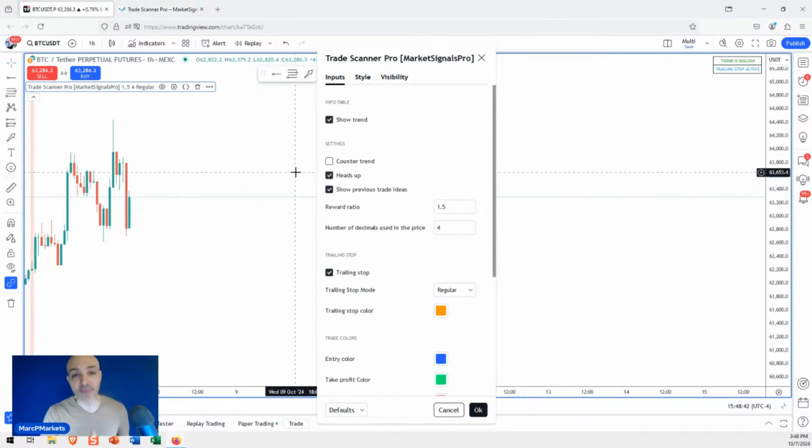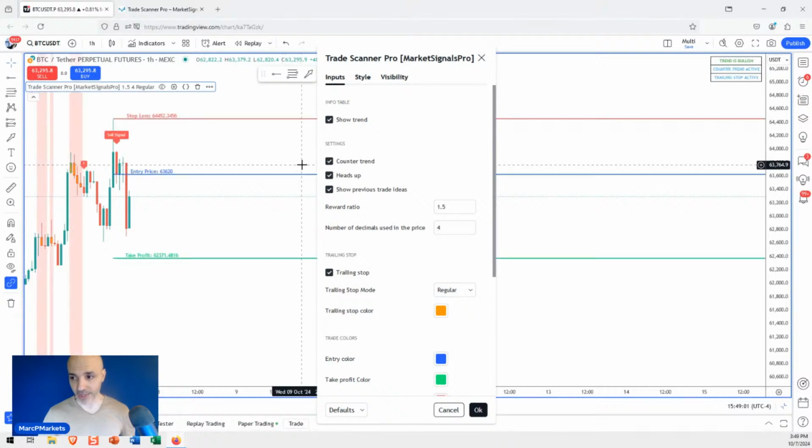Heads up gives you a warning that a signal is likely to appear in the next 3 to 5 candles. So if you're on a 1 minute chart, that's in the next 3 to 5 minutes. If you're on an hourly chart, that's in the next 3 to 5 hours. All right. It's very valuable to have that. And you can even set notifications up for that. And then, of course, there's counter trend. Right? That's the counter trend mode.